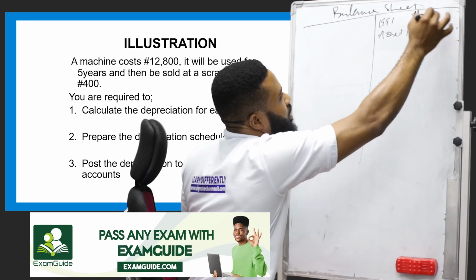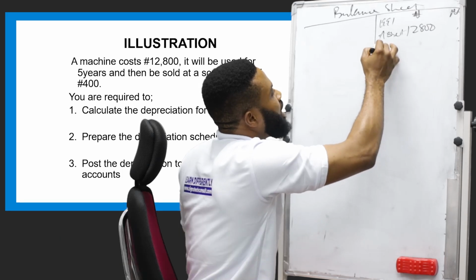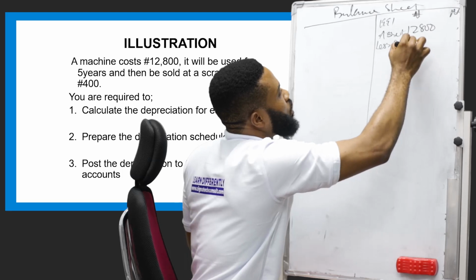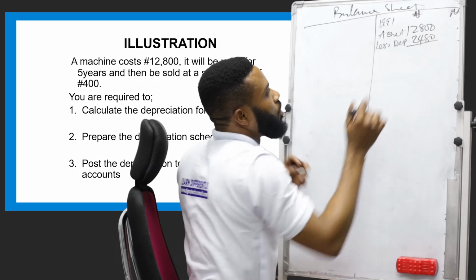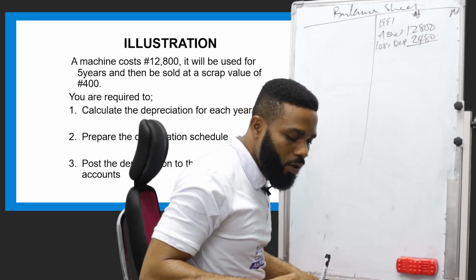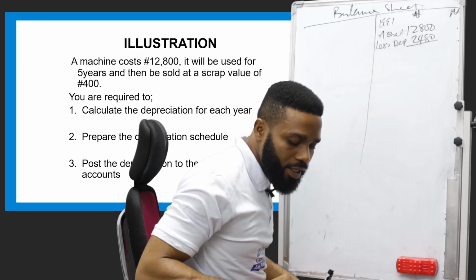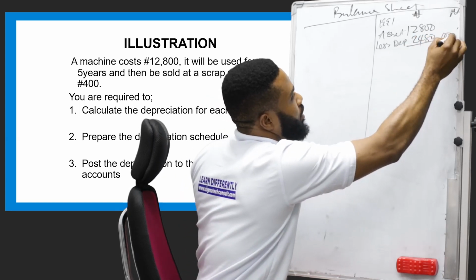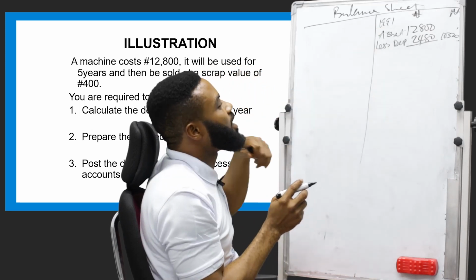12,800. This is a Naira sign. And then what is the depreciation? For that, you write less depreciation. Depreciation is 2480. When you subtract that, 12,800 minus 2480, you are going to have 10,320. That is the value of the asset at the end of 1991.